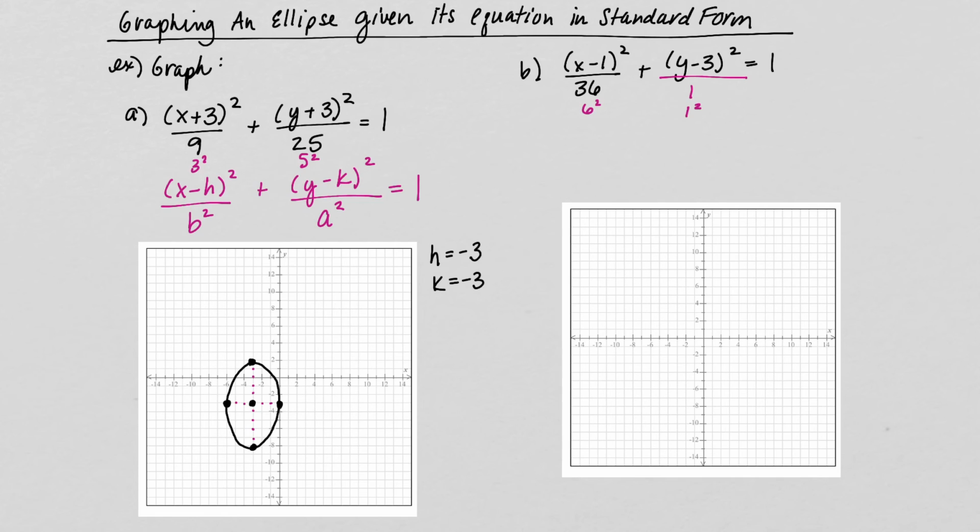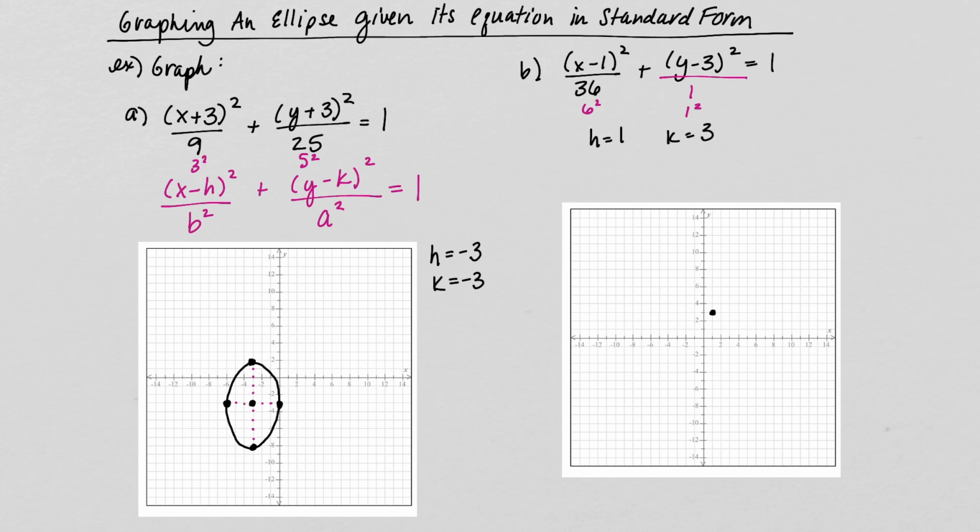Our h, so h is always the value that comes with the x part. So our h in this case is going to be 1. Our k is going to be 3. So if I graph these as (h, k), we're going to (1, 3). So we're going right here.